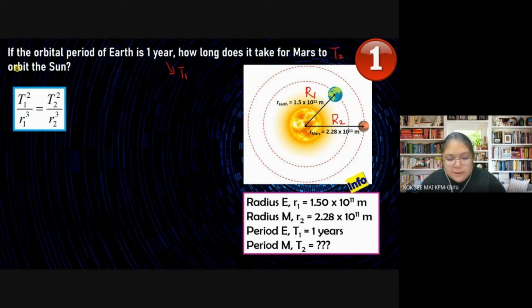Okay, so from here they ask you the time, is it? So from here you can think about it. Mars is further, is it? Further, sure the time taken is longer than the Earth. Earth is 1 year, so this one sure is more than 1 year. So you do your calculation. If you get an answer smaller than 1 year, that means you got it wrong already. The time taken sure is longer.